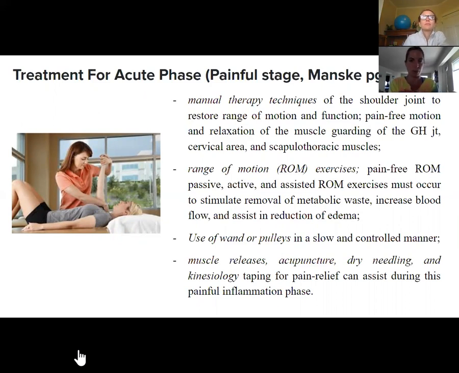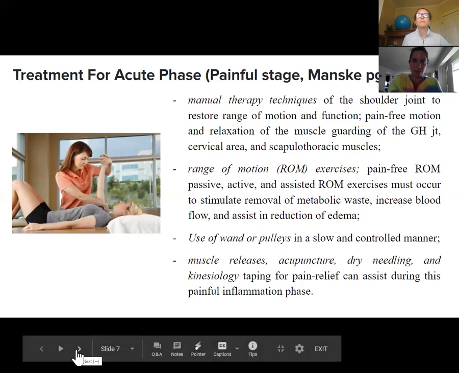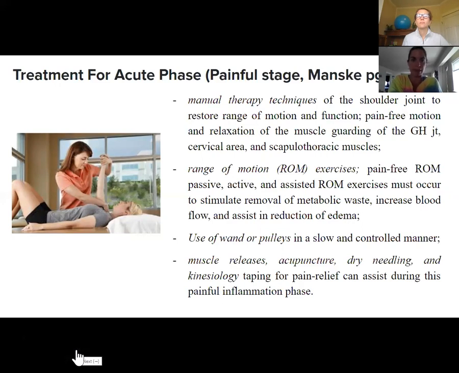We're always moving within the available pain-free motion to actually allow lubrication of the joint and relaxation of muscle guarding of the glenohumeral joint, cervical area, and scapulothoracic muscle. So range of motion can be active, passive, or assisted range of motion as long as they are pain-free. And they, as I said, stimulate removal of metabolic waste, increase blood flow, and assist in reduction of edema.